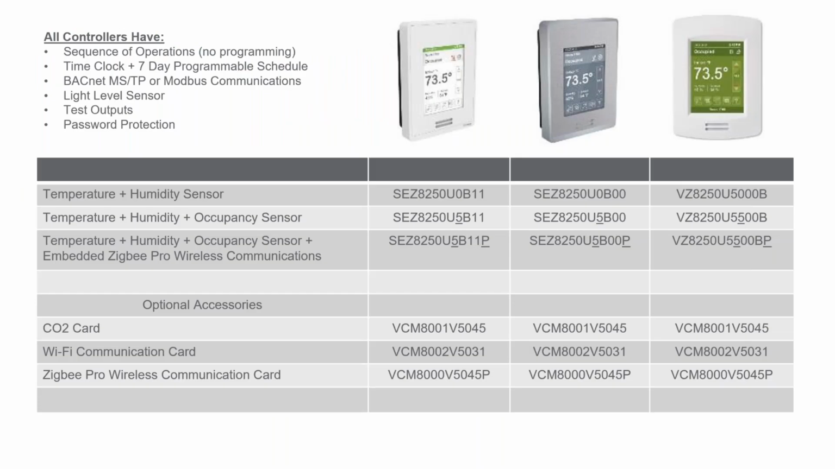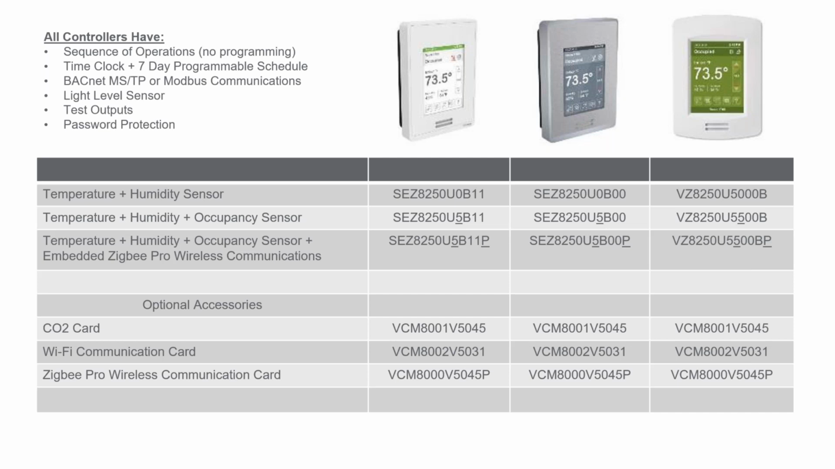So this slide here talks about some of the part numbers, and we have basically 3 different versions. There's a Schneider Electric White, there's a Schneider Electric Silver, and then there's a Viconics. It only comes in white. And those are the different part numbers that we have for each one of them. There's 3 part numbers, and you'll notice on the far left, one comes with the temperature and humidity sensor. One is temperature, humidity, and occupancy sensor built onto it. And the other one is all of those things with the embedded Zigbee communications module built into it.